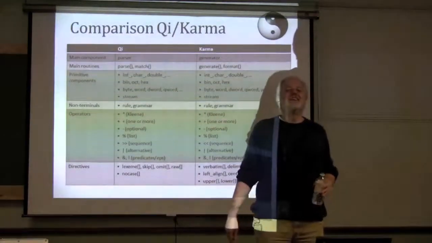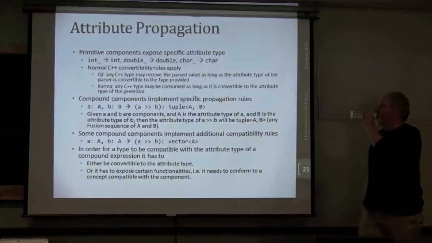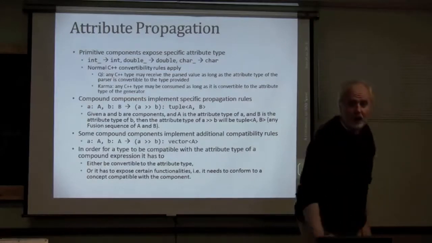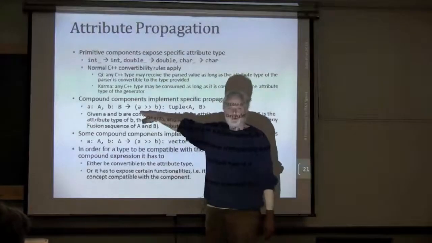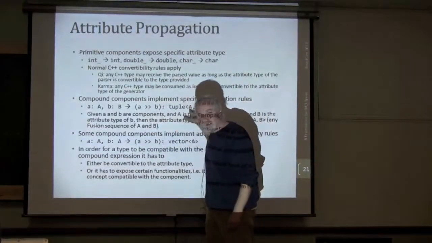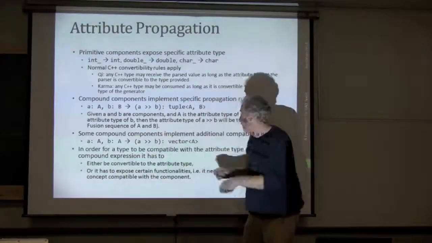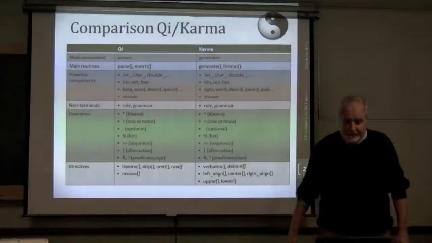Okay. Yes. In the previous slide, if I wanted to associate a semantic action for parsing A and B, put the square brackets after A. Yes. Okay. And we will see that you can either access the attribute of A and B separately in that, or you can just access it as a tuple. So you can do both things. We will see examples of that later on.